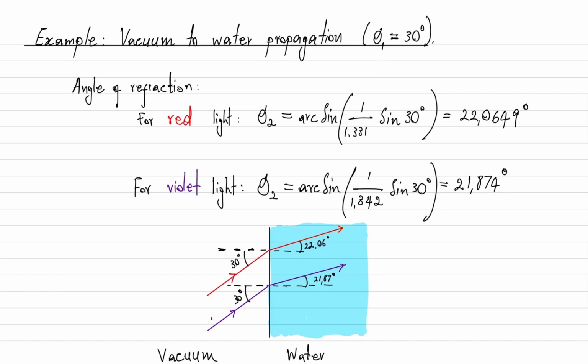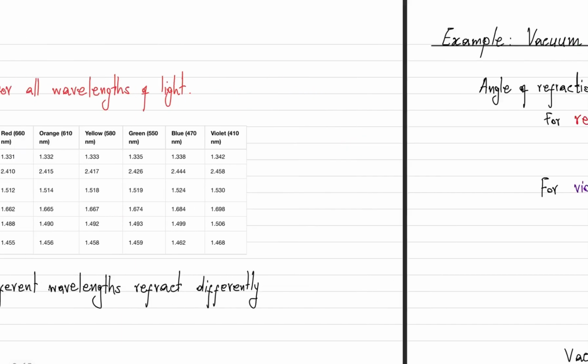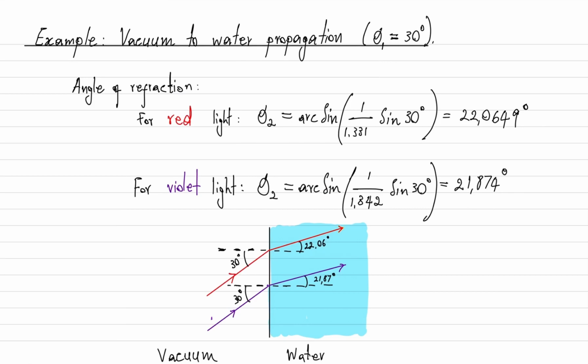Now, what about violet light? Well, the index of refraction for violet light in water is different from that of red light. What is it? That index of refraction is 1.342, as quoted from this table. And if again we were to calculate the new direction of the violet light when it enters water, we're going to find that it travels through water at an angle of 21.874 degrees, not Celsius, degrees.